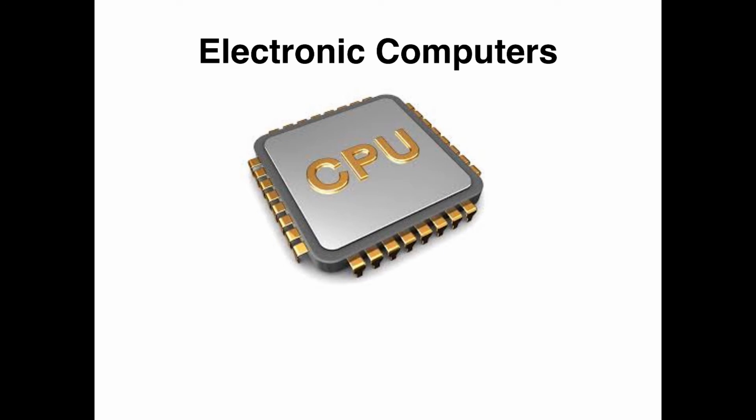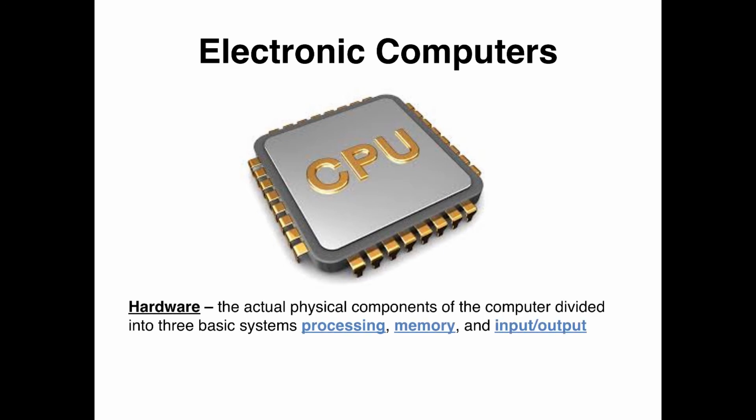Now, you've heard the term CPU. So when you talk about a computer, you can divide it into two things: hardware and software. Hardware is the actual physical components that the computer is made of. And this hardware is divided into processing, which is the CPU. CPU stands for Central Processing Unit. Memory, and then input and output devices. And we'll talk about each of these individually.